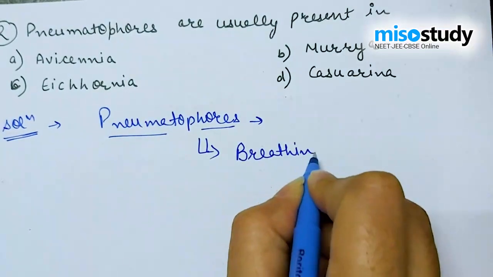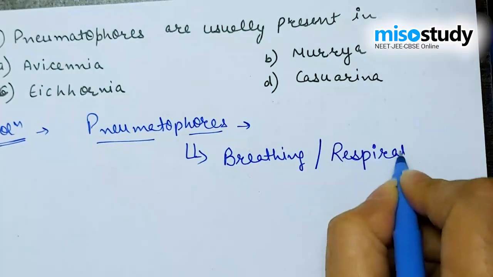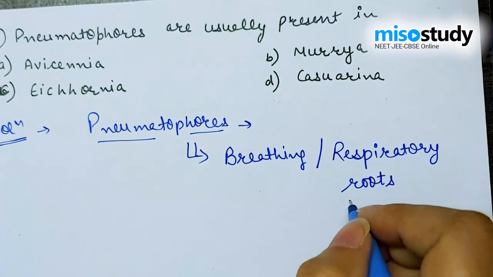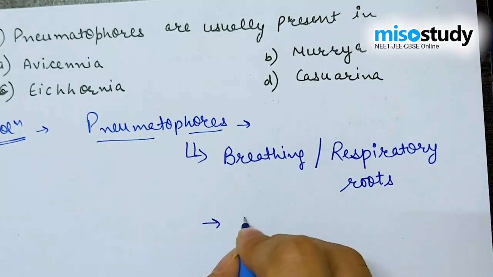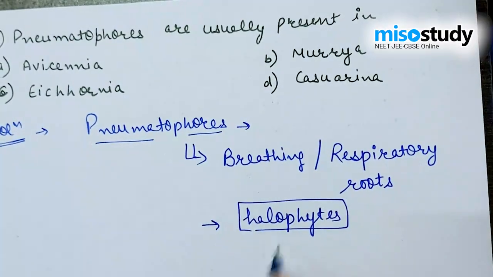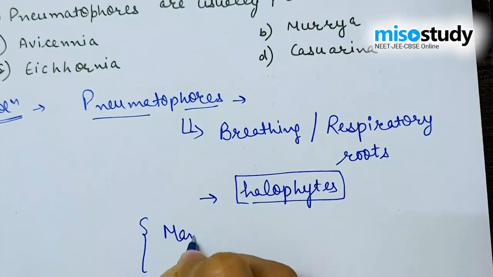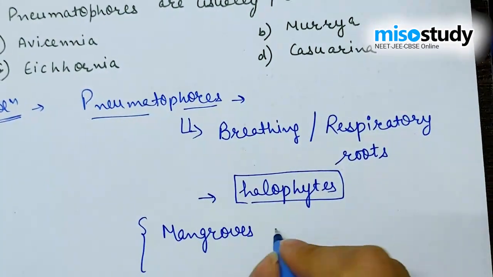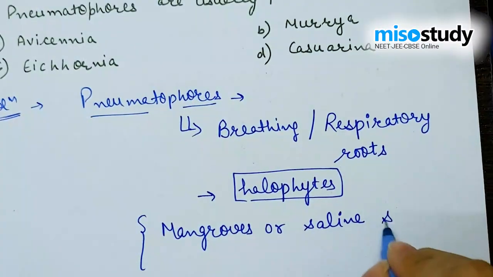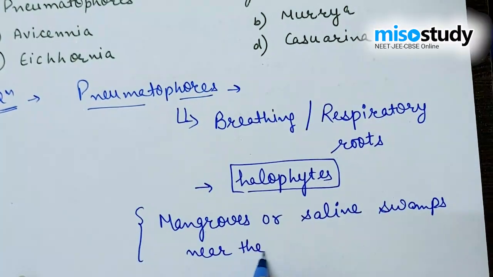breathing and respiratory roots generally found in halophytes that are grown basically in mangroves or saline swamps near the seashore.